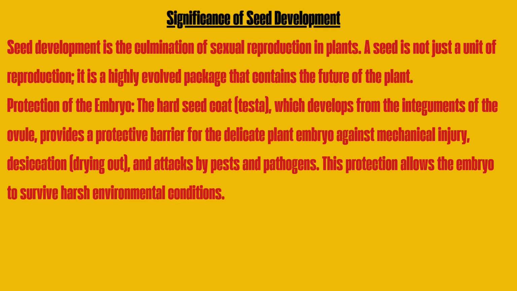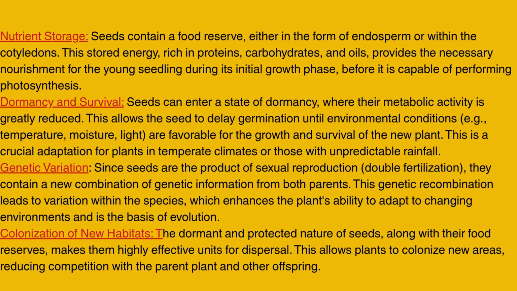The hard seed coat called testa, which develops from the integuments of the ovule, provides a protective barrier for the delicate plant embryo against mechanical injury, desiccation or drying, and attacks by pests and pathogens. This protection allows the embryo to survive in severe, harsh environmental conditions. Now we'll see the significance in detail.